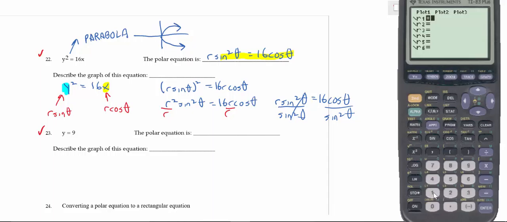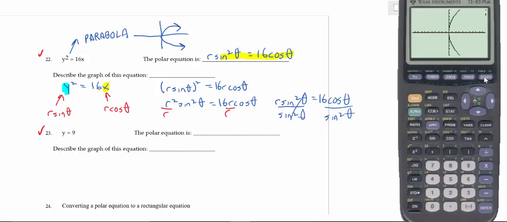So we go 16 cosine theta divided by, and you've got to be kind of careful about this. You've got to put the sine in parentheses, and then you've got to square it like that. So it's got to go in like that. And then if you type graph, let's see what we get.